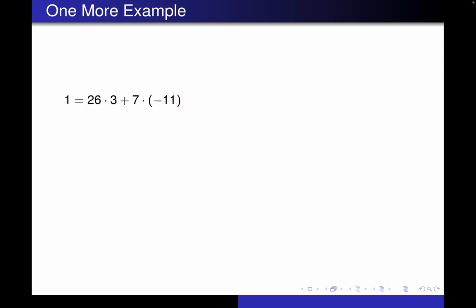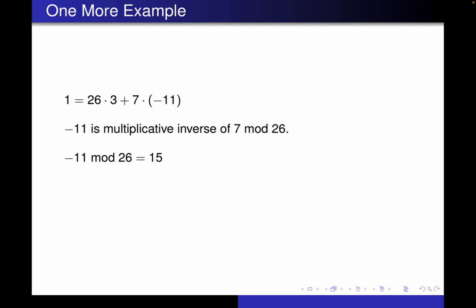So that gives us the equation 1 is equal to 26 times 3 plus 7 times negative 11. Remember, we were trying to find the multiplicative inverse of 7 mod 26. We notice that 7 times negative 11 gives us 1. So negative 11 is going to be our multiplicative inverse. If we want to give a positive number version of that, we'll take that number mod 26. That gives us 15. And just in case you're a little nervous that 15 is the wrong answer, we're going to go ahead and check that.